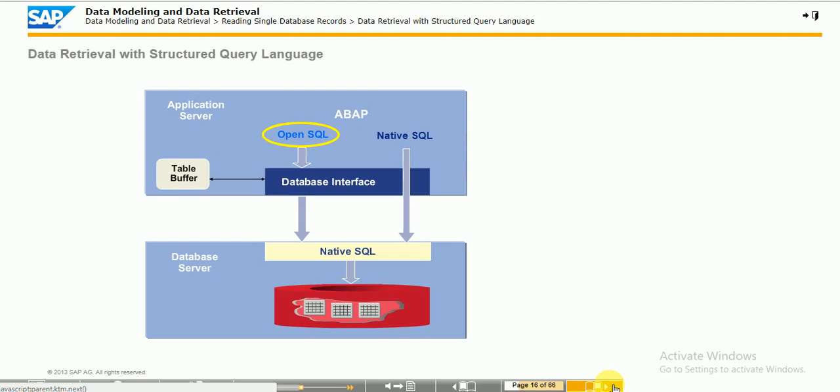In contrast, OpenSQL is an SAP-defined, database-independent SQL standard used in the ABAP language. The system dynamically converts OpenSQL statements to native SQL statements of the target database system, and as such, OpenSQL statements remain independent of the database. OpenSQL allows the ABAP programmer uniform access to data regardless of the installed database system.